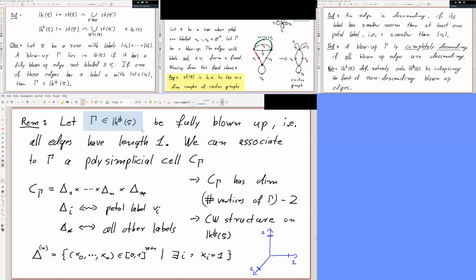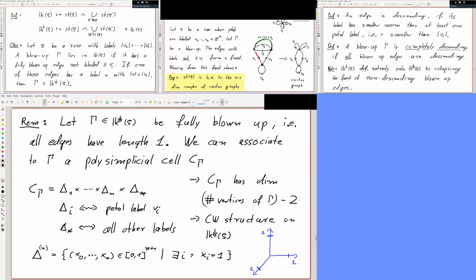I can associate to that graph a polysimplicial cell. So it should be a product of simplices. And here's how this works. For each petal label, I get one simplex delta I, and the dimension of that simplex will be described shortly. And all the other edges I put into their own delta star. So what are my simplices, I should say? An n simplex, I realize in this way: it's the n plus 1 tuples of numbers between 0 and 1, and I insist that one coordinate equals 1.